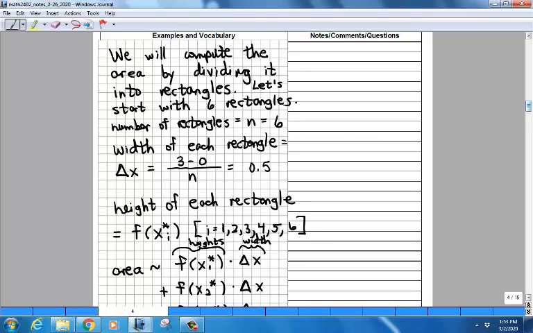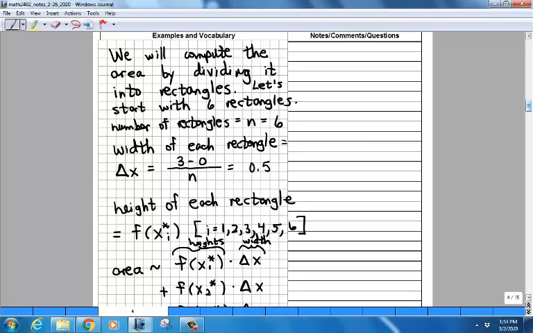So what would the width of each rectangle be? What was the total length of that area? We were going from x equals 0 to x equals 3, so that total length is 3 minus 0, or 3. And I broke that up into 6 rectangles. So the width of each rectangle is going to be 3 divided by 6, or 3 divided by n, and that gives us 0.5. That's obvious. I'm going to call that delta x, the width of each rectangle.